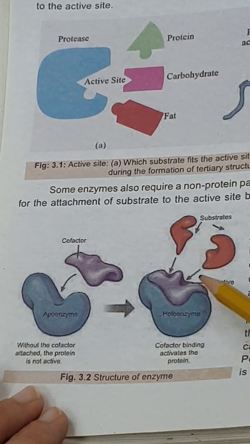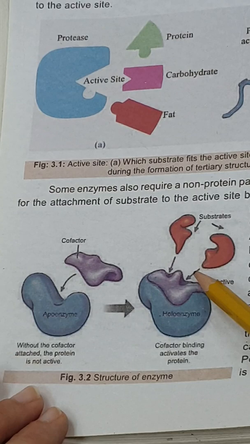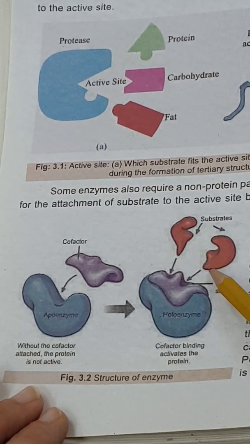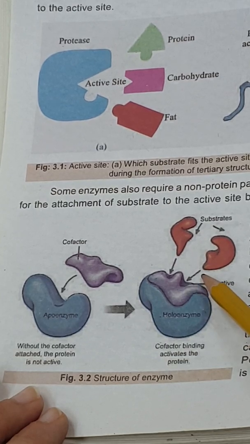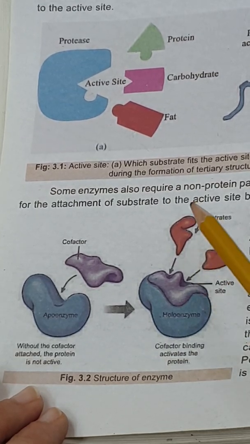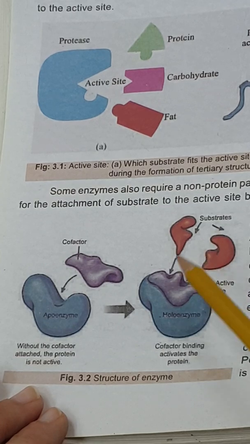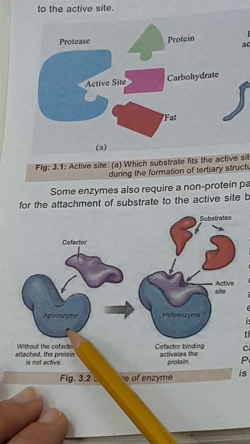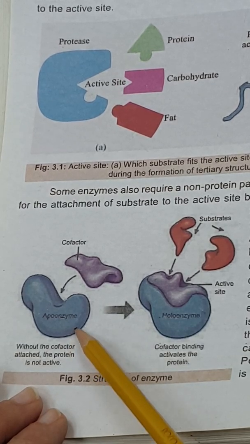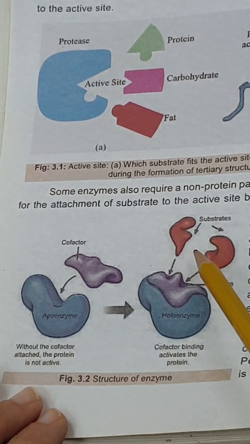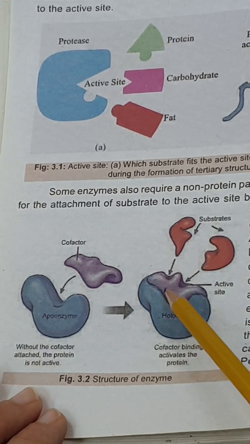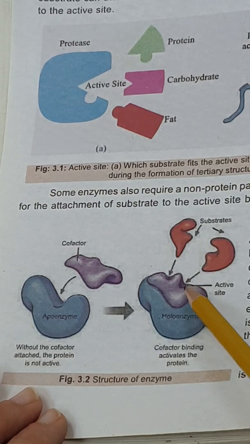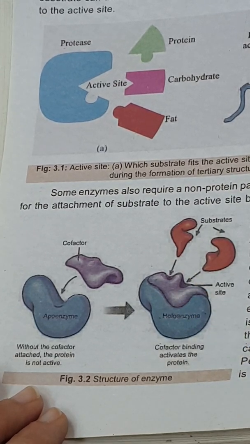We can study in your book the example of pepsinogen, an enzyme which is responsible for the digestion of the protein present in the stomach. Pepsinogen is an apoenzyme because it is without cofactor. And when the cofactor attaches to pepsinogen, it becomes pepsin, a holoenzyme, and it can actively work on the protein only in the form of pepsin.